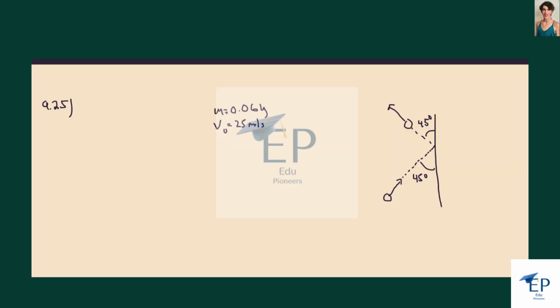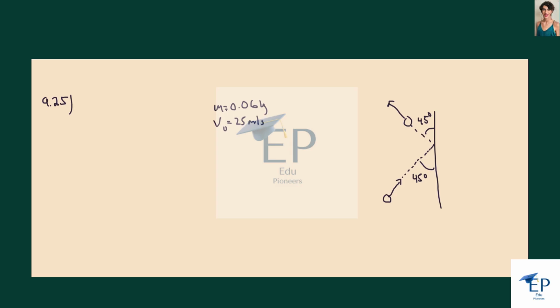Okay, so we're doing chapter 9, problem 25. We have a tennis ball of mass 0.06 kilograms and an initial speed of 25 meters per second. As we can see in this figure here, it strikes a wall at a 45-degree angle and rebounds off with the same speed at 45 degrees. And it says, what is the impulse, magnitude, and direction given to the ball?